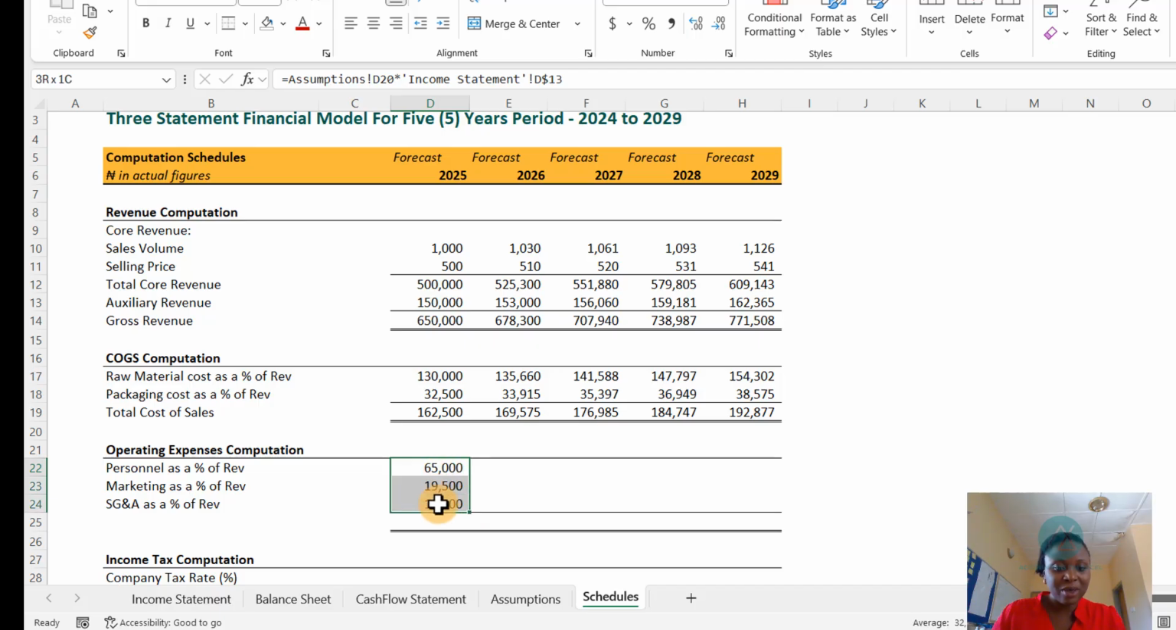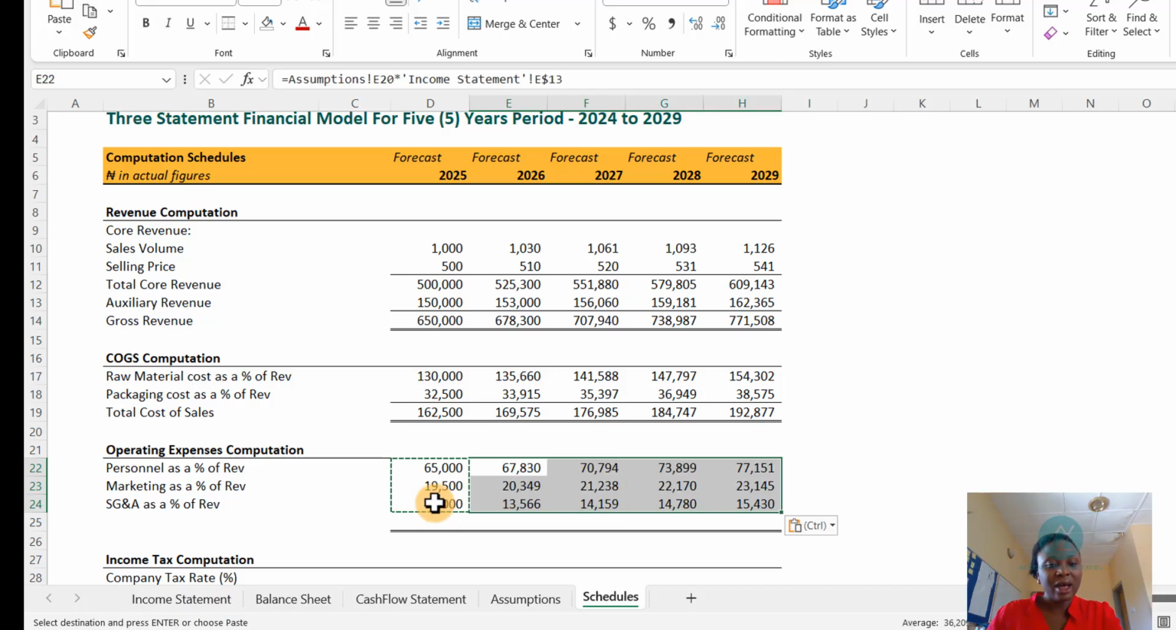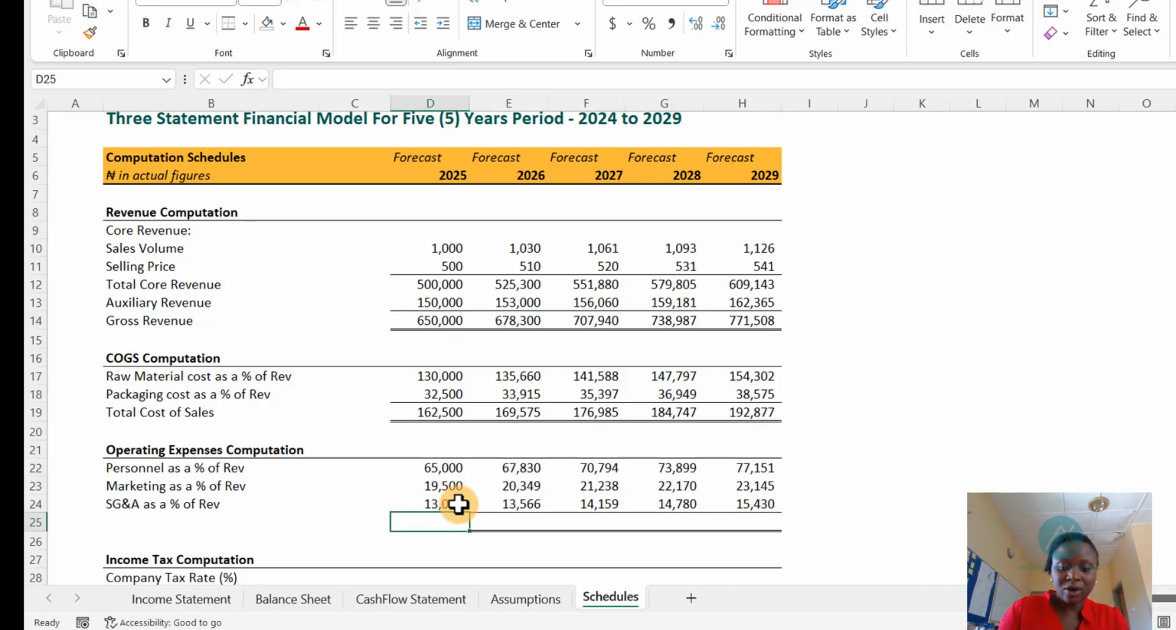So you can just copy and paste across the other years. Right. And here we go. You can use your Alt plus equals to sum, and here we go. When you learn to use shortcuts, it's much faster. Yeah. So we are done with operating expenses.